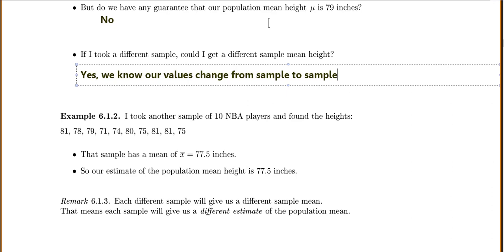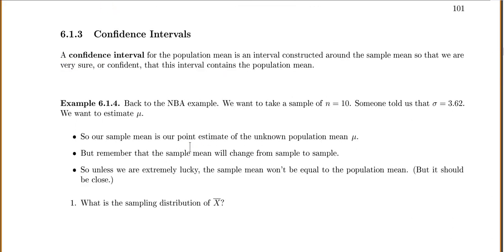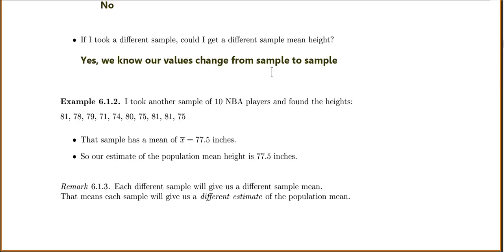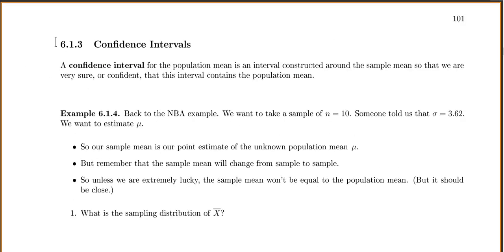So how do you know which one is right? Okay, notice again here, every different sample will give us a different sample mean. That means that each sample will give us a different estimate of our population mean. And because we realize that each sample is going to be different, we need something a little bit better than just one number to describe our estimate of the population mean, because we know it's probably not going to be exactly right because each sample gives us a different result. So that's why instead of point estimates, we came up with confidence intervals.